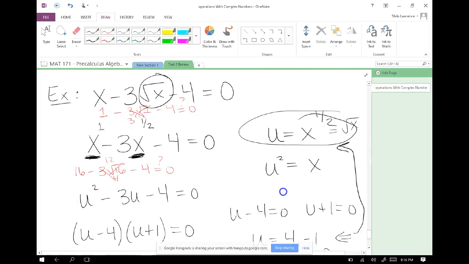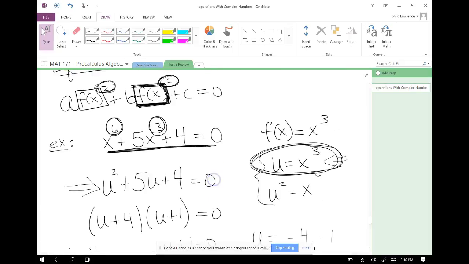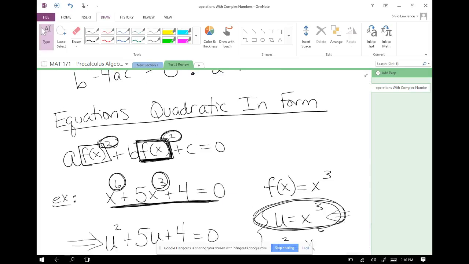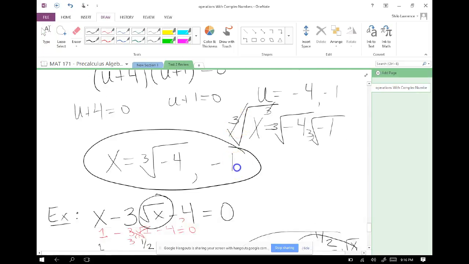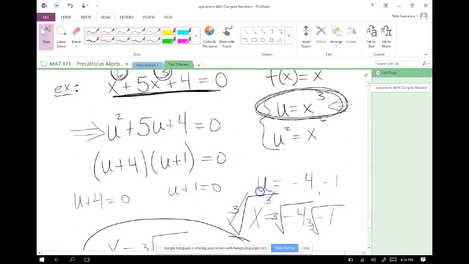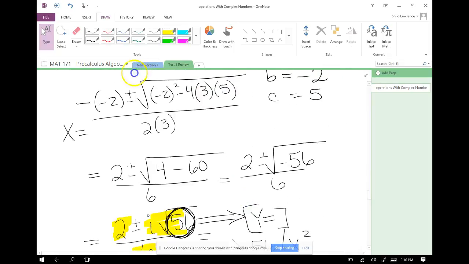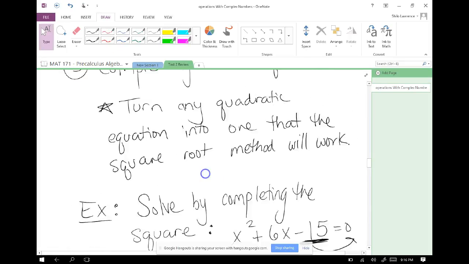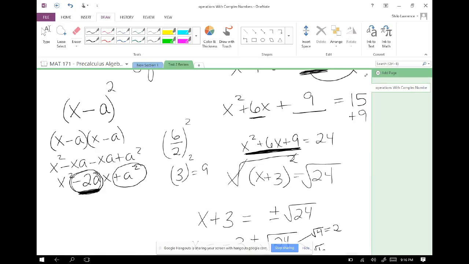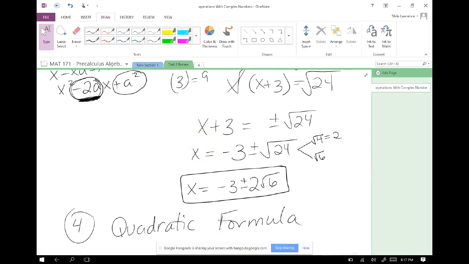So that one was a little tricky. These ones with the powers I think are a little bit easier. And equations quadratic in form in general are kind of tricky. So just to wrap this up, section 1, the complex numbers: do all the calculations with complex numbers on your calculator, using the i button.